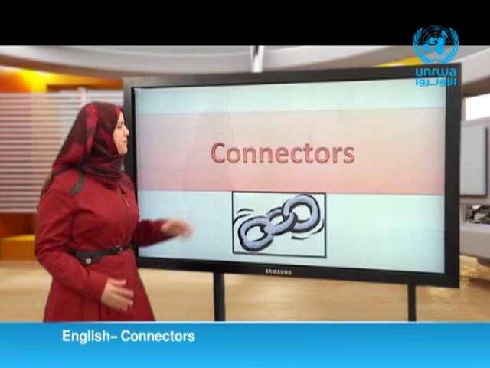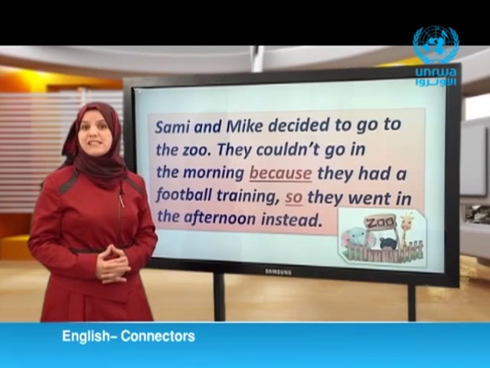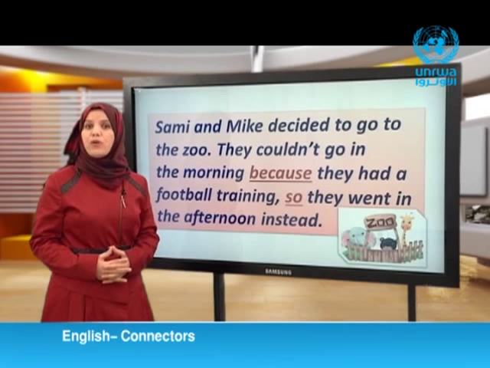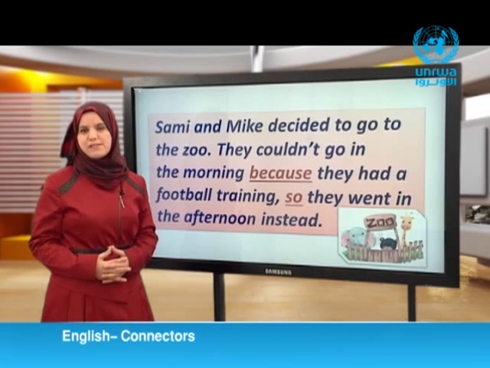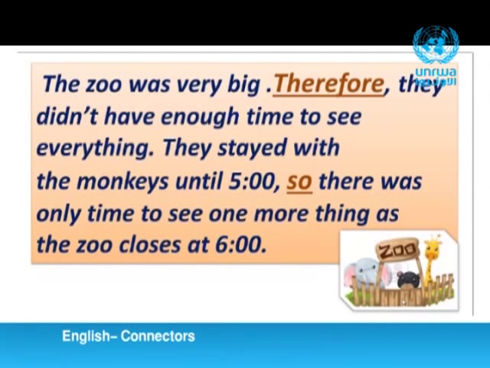Let's start. First, we are going to read a passage about Mike's and Sammy's visit to the zoo and note the use of the underlined words. Let's begin. Sammy and Mike decided to go to the zoo. They couldn't go in the morning because they had a football training. So they went in the afternoon instead. The zoo was very big, therefore they didn't have enough time to see everything.